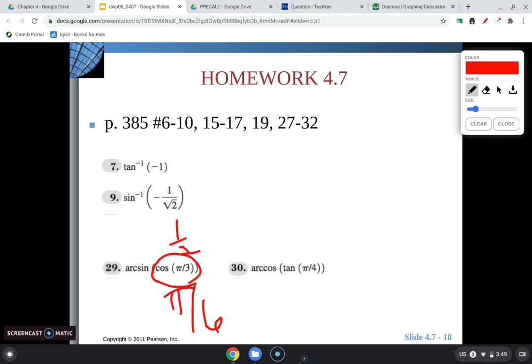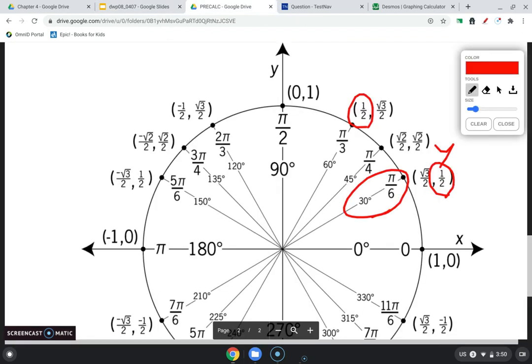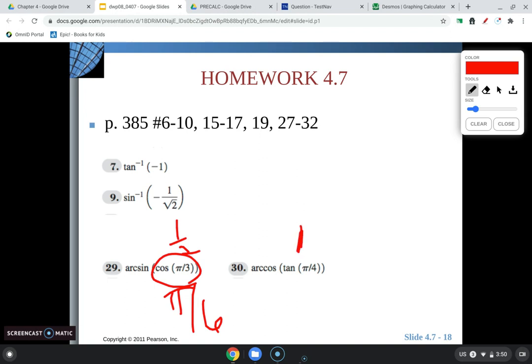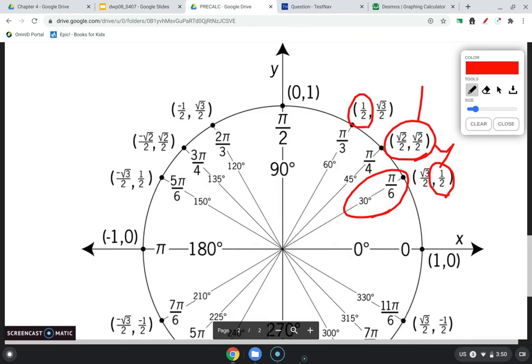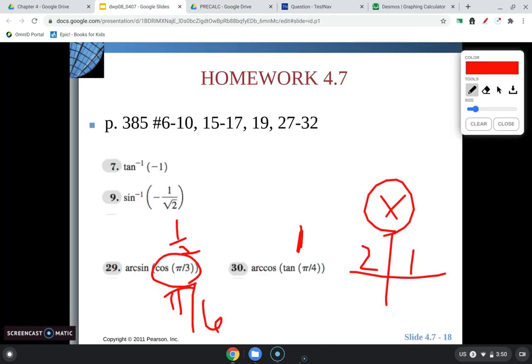Let's try that again. Inverse cosine of the tangent of pi over 4. The tangent of pi over 4 is right here, so you would take that divided by that, which gives you 1. And then, where is the inverse cosine of 1? Remember, cosine is up here in 1 or 2. Where is the x value 1? Right here. So 0 degrees.